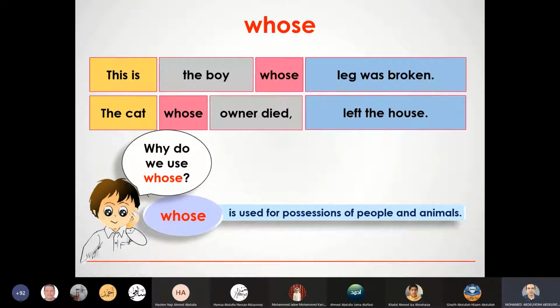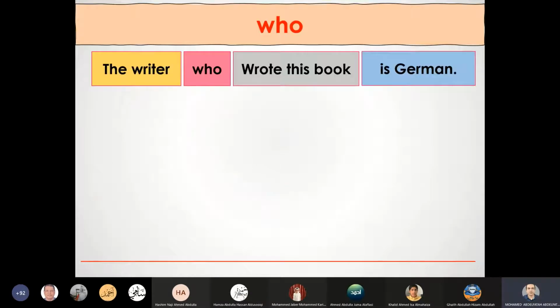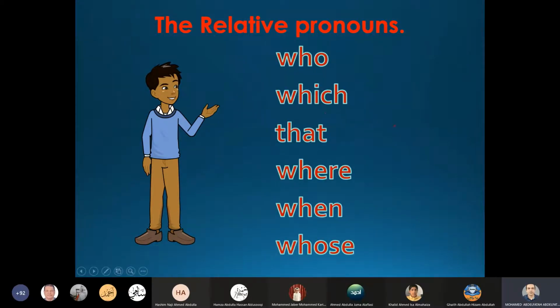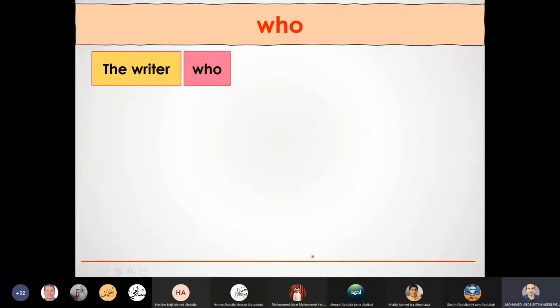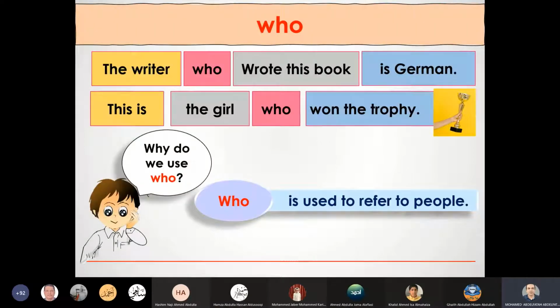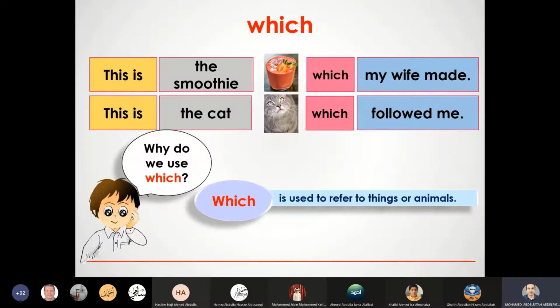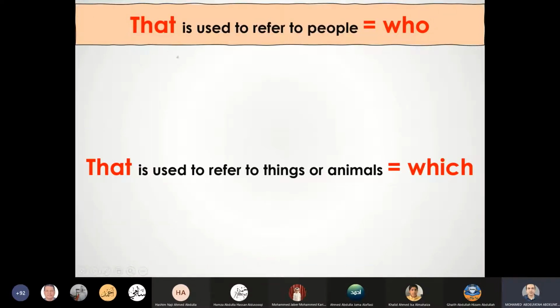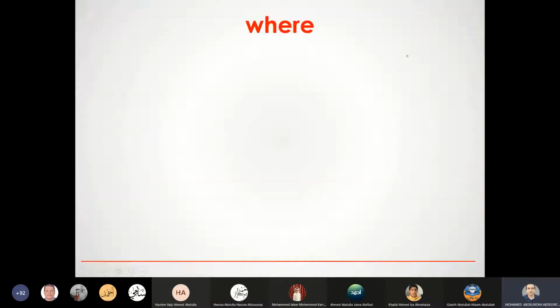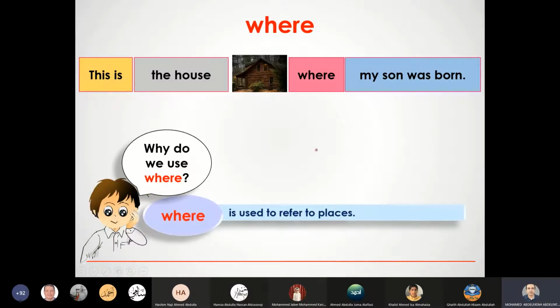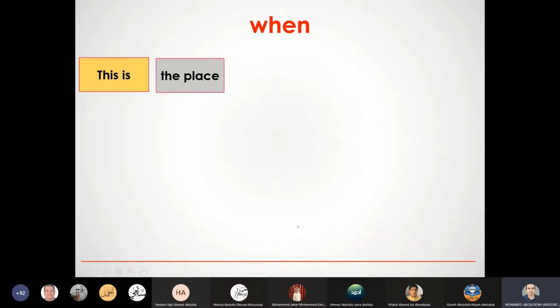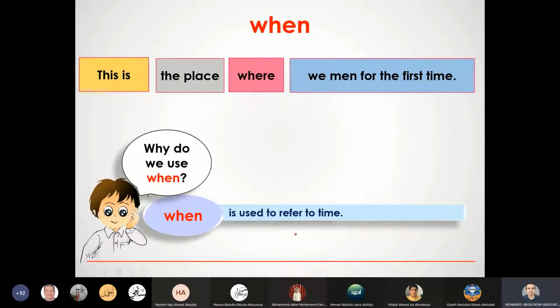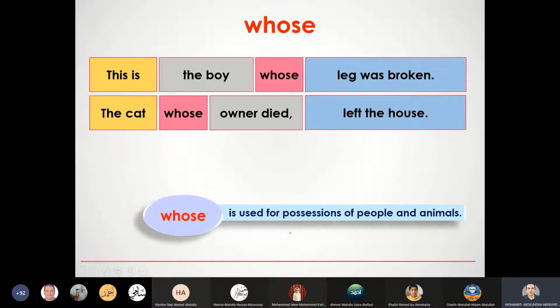So students, now you learned about the relative pronouns. Just to remind you, the relative pronouns are who, which, that, where, when, and whose. The first one is who, which is used to refer to people. The next one is which, which is used for animals and things. The third is that. You can use that instead of who and which. The fourth is where. Where is used when you talk about places. And the next one is when. When is used when you talk about time. And the last one, whose, is used for possessions.